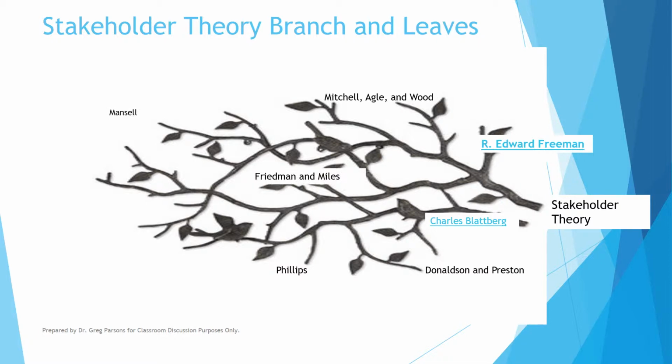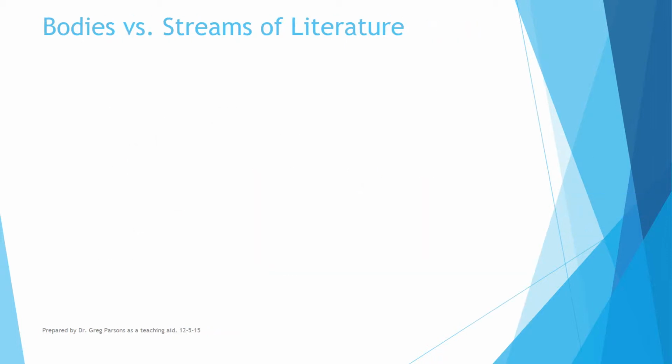And as you can see, a number of authors have become prominent in the field also, based upon the original concept of stakeholder theory. So what does this all mean when it comes to leadership and what we're trying to do in this class? Well, the first thing that's important to do is to distinguish the difference between a body of literature and what we call a stream of literature.